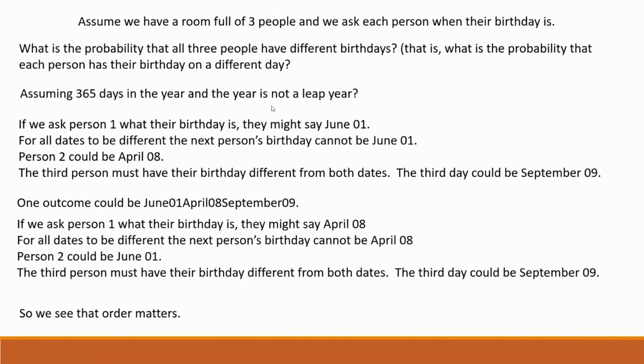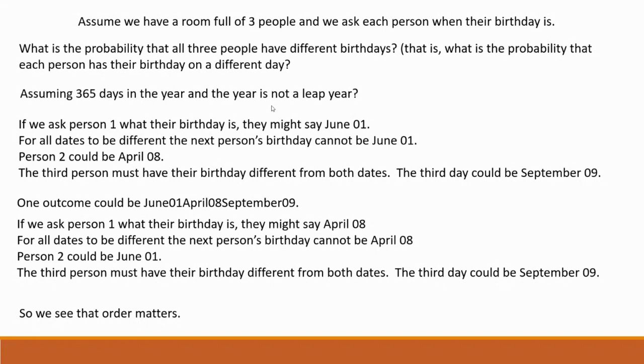would have to have birthdays different than June 1st in order for all of them to have different birthdays. You know, person 2 could be a different day, like April 8th. And the third person has to have a birthday different than June 1st and April 8th. So that is what we're saying here. I know I wrote a lot here, but really what I'm trying to get you to see is that repetition is not allowed, and order does matter.